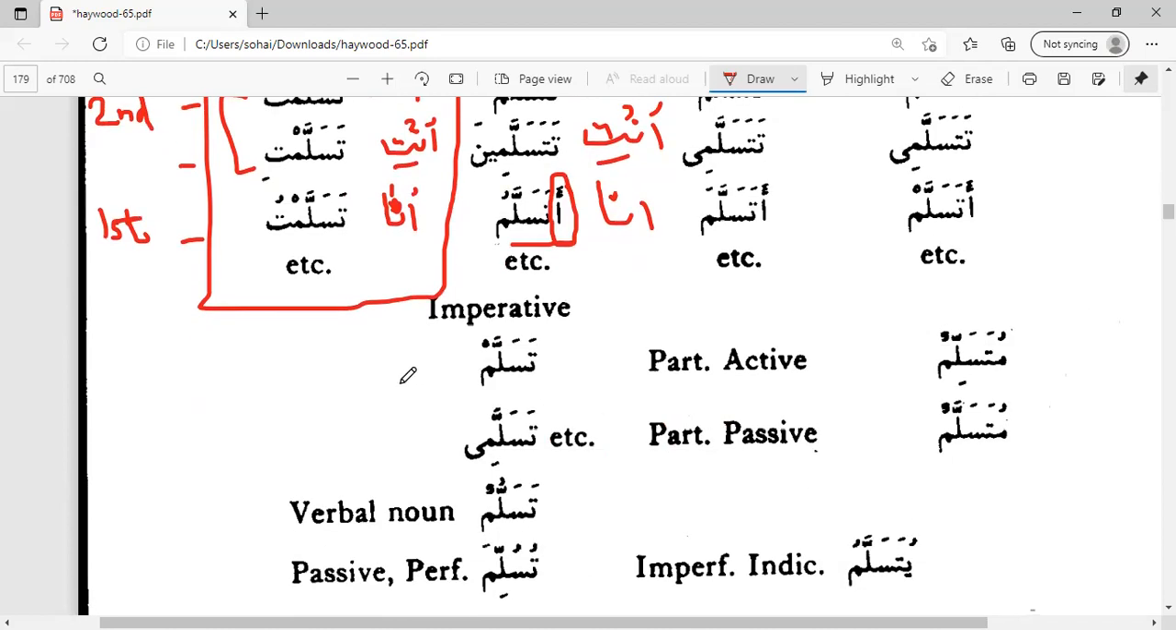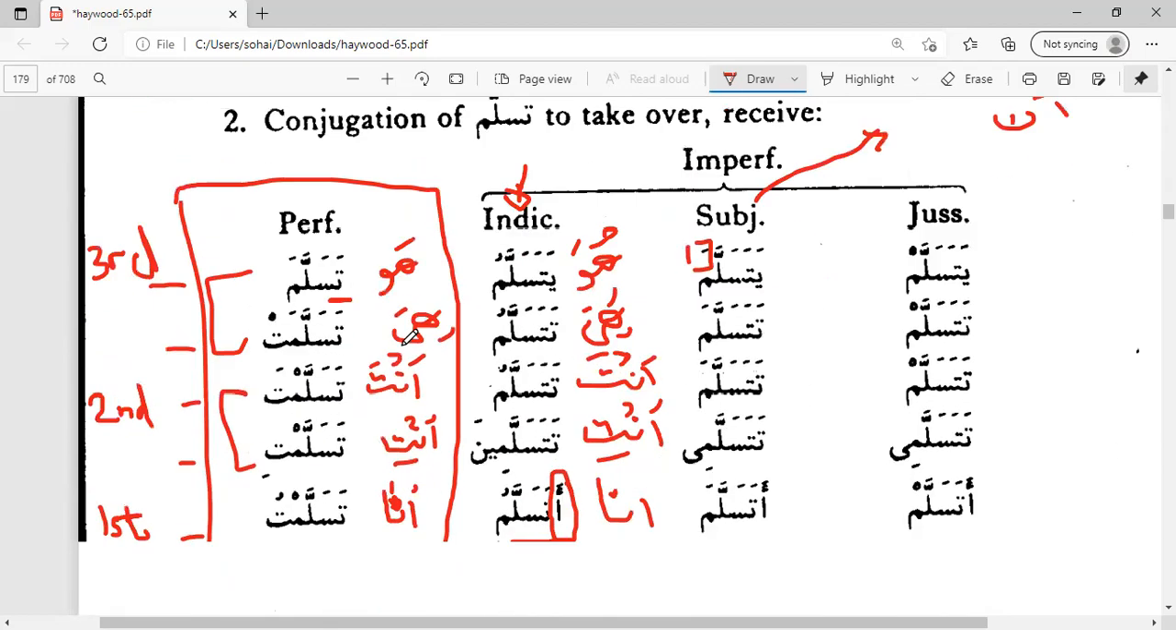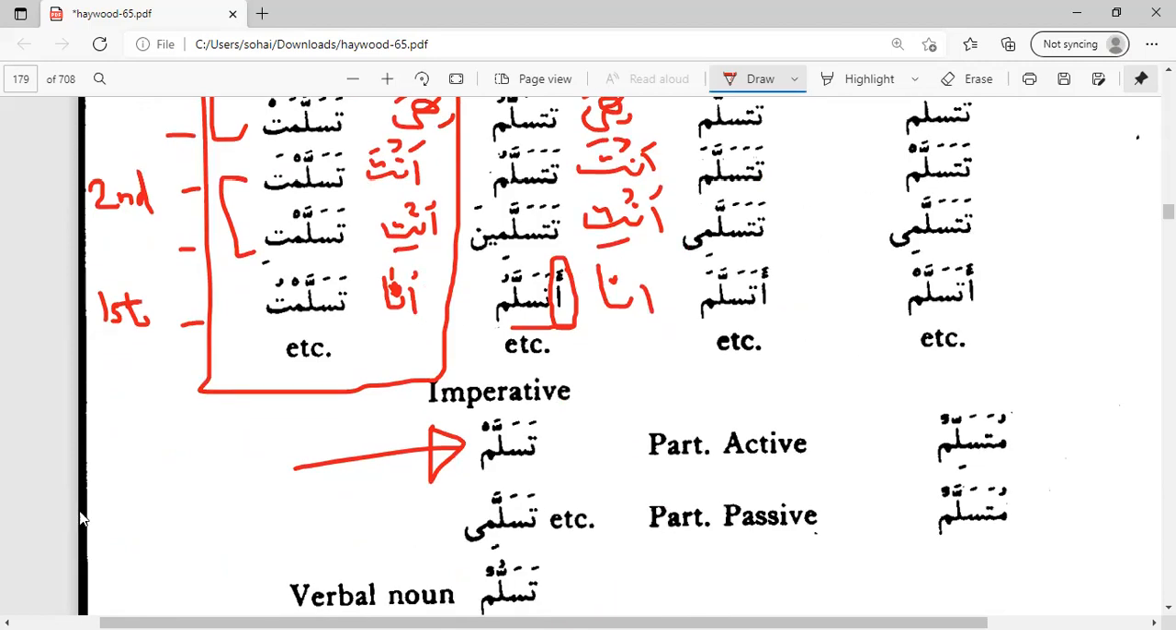Imperative. How are we going to form the imperative, the amr? We always mention the rule is that we drop the first letter from mudare, the alamat al-mudare. So normally you would say anta tatasallamu, right? First thing you do is this becomes majzoom.